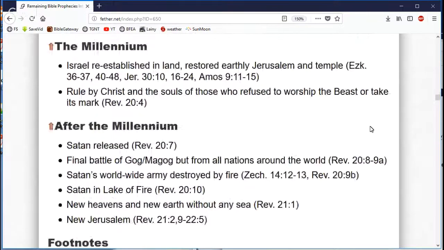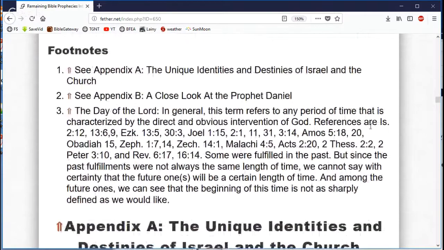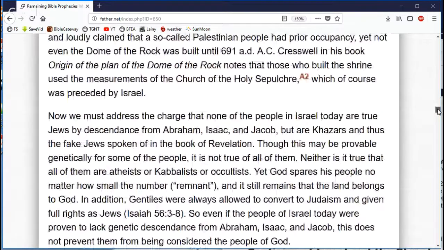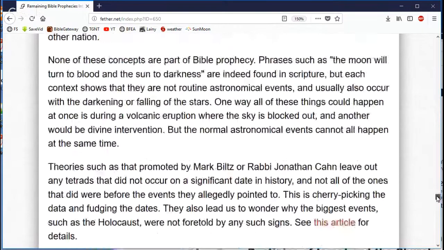Then we have the millennium described, after the millennium, the things that happen, and then some footnotes here on the unique identities and destinies of Israel and the church. That's extremely important, or you won't get this right. A close look at Daniel, and then some notes about the day of the Lord, what that means. And then we also have some facts and things about the two witnesses, the mark of the beast, Babylon.